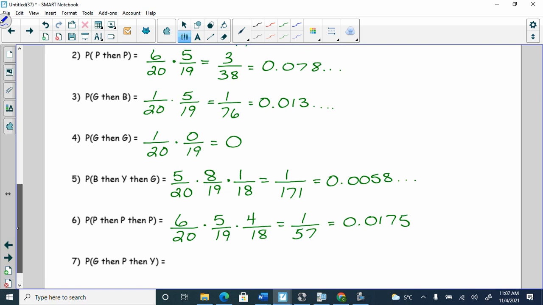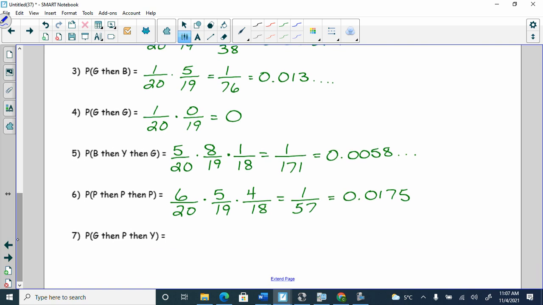Okay, we have a green, purple, yellow. Green, 1 out of 20. Purple, how many purples are there? 6 out of 19. And then yellows, 8 out of 18. And what does that turn out to be? 2 over 285, which is 0.007.